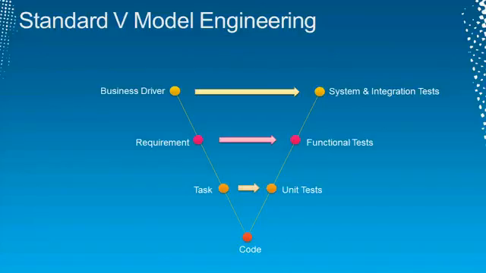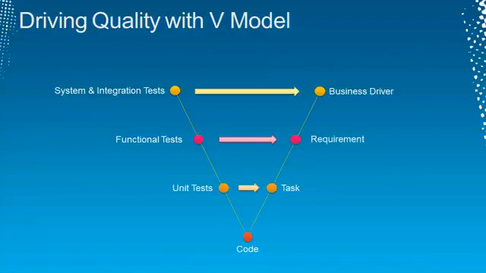But there's a simple fix. What if I take the standard V model and I flip it? Same model, I've just reversed both legs. Now, my system and integration tests, my functional tests, and my unit tests come first. I am driving down towards my development against an objective specification, and I am validating the outcomes as I go up the other side of the model.